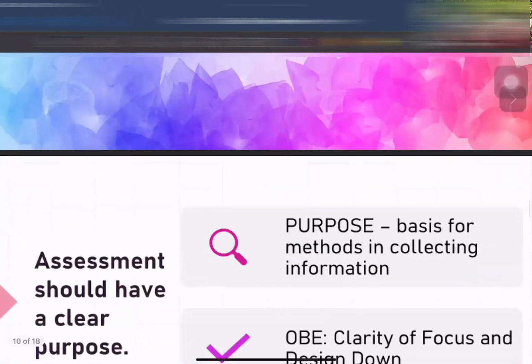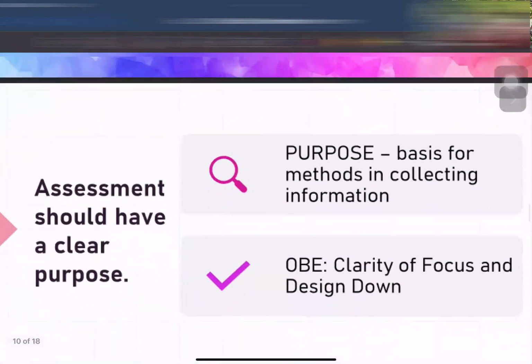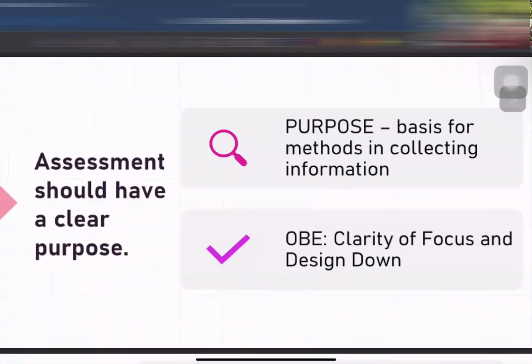Now, let's have the first principle of your assessment. One, assessment should have a clear purpose. Okay? Sir, paulit-ulit kayo sa purpose. Yes, plus the purpose is the basis for methods in collecting information. And in your OBE, this is your clarity of focus and design down.